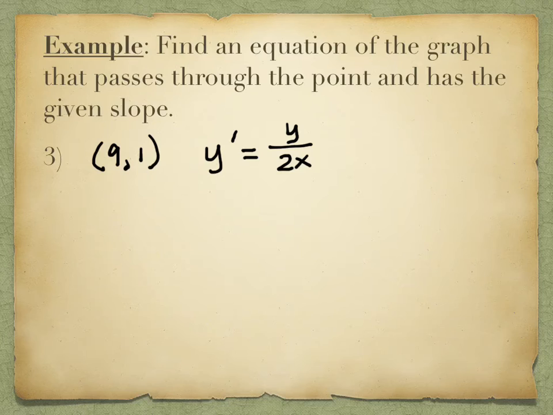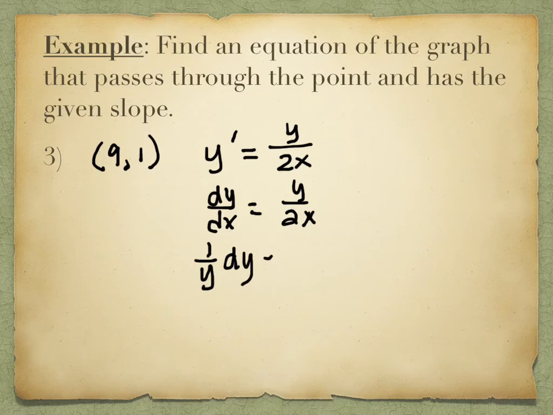All right, so we're going to start out with dy/dx equals y over 2x. Now what? Move the dx, right? We've been in another problem. We also have to move the y on this one. So we end up with 1 over y dy equals 1 over 2x dx.